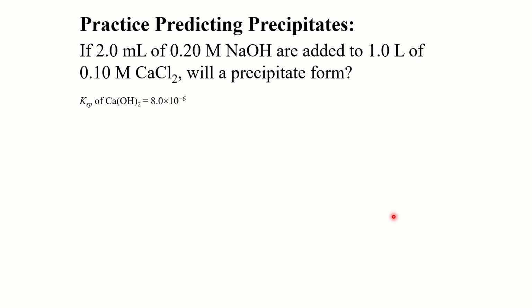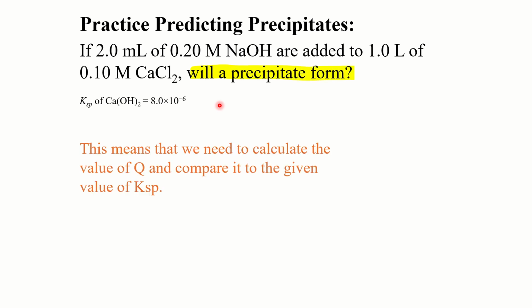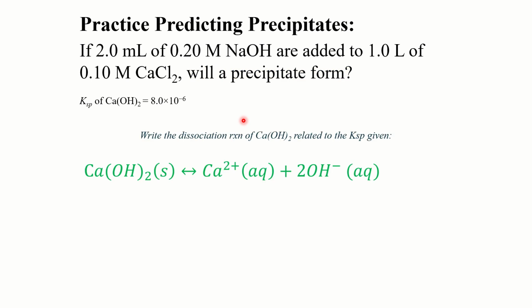Let's look at an example problem. If 2 milliliters of 0.20 molar NaOH are added to 1 liter of 0.10 molar calcium chloride, will a precipitate form? Note that the Ksp value given for calcium hydroxide is 8.0 times 10 to the negative 6. So since we're being asked if a precipitate will form, we need to calculate the value of Q and compare it to the given value of Ksp. So start by writing the dissociation reaction of calcium hydroxide related to that Ksp given. So Ca(OH)2 forms Ca2+ and 2 OH-.